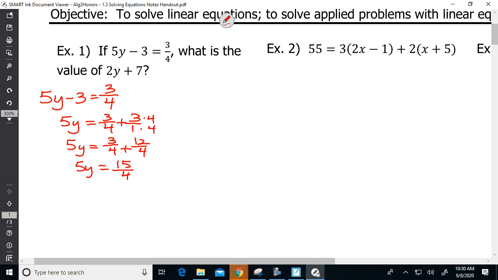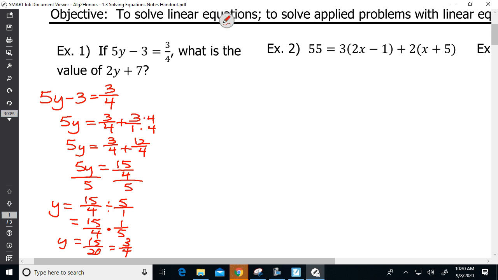Still got to get y by itself. Divide by 5. So y equals 15 over 4 divided by 5. So when you divide fractions, that's keep, change, and flip. So that gives you 15 over 20, which is 3/4. Any questions so far?